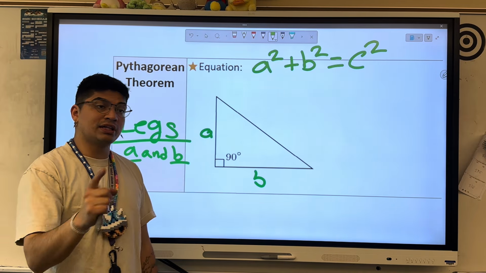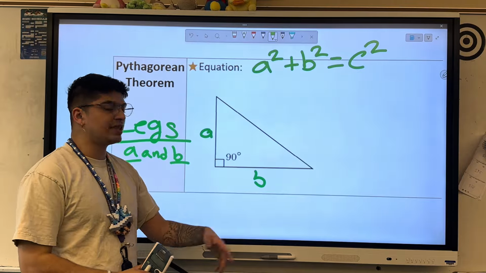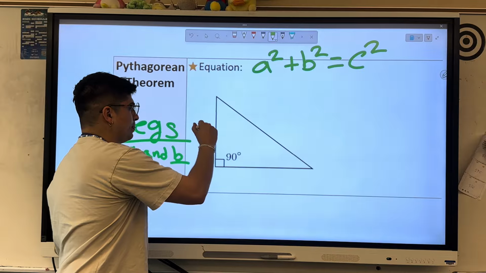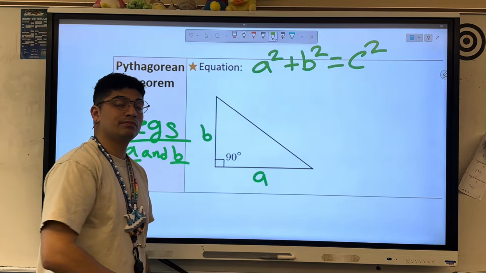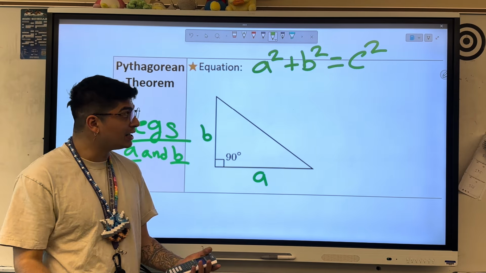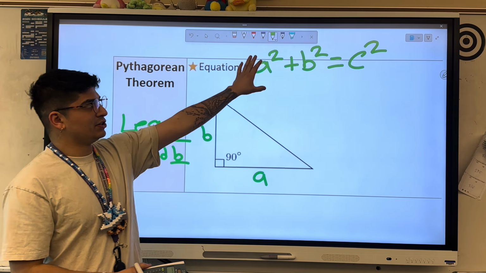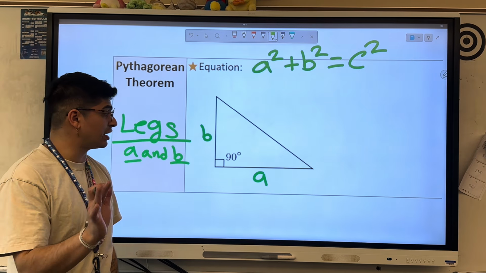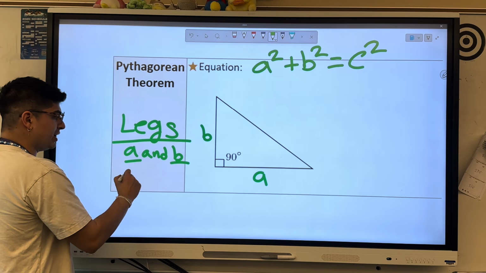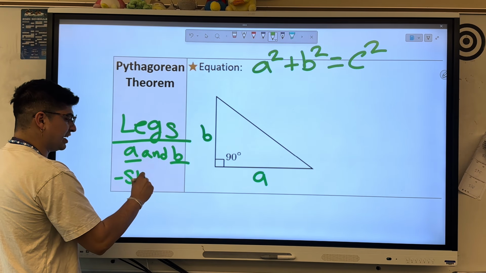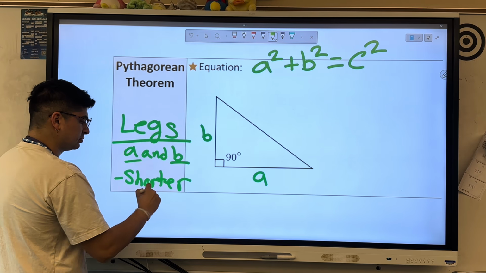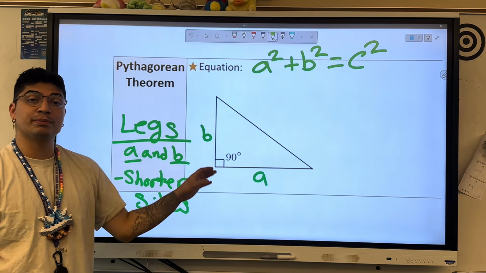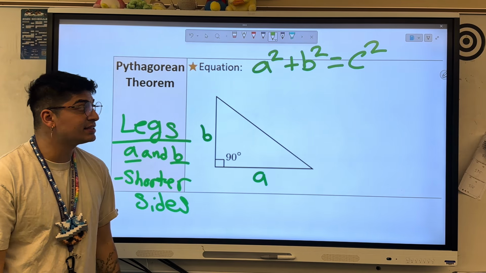Now, the important part to realize is that for the A and B, it doesn't matter what side they're on. You could have this be B and this be A, or you could swap them. Because if you're looking at the formula, you're still adding these two things together to equal the c squared. So the c squared is a bit different. Legs are the A and B, and they are the shorter sides. So shorter sides are the A and B part of a triangle, or the legs.